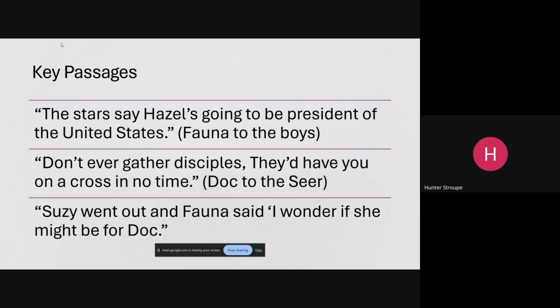Susie went out and Fauna said, I wonder if she might be for Doc. I included this as one of the key passages because the main theme of this story is eventually Doc overcoming his loneliness, in my eyes. And they do that through Susie, and this is the first mention of Susie and Doc potentially being in a relationship.